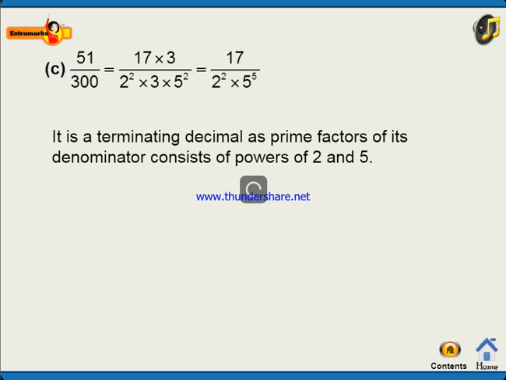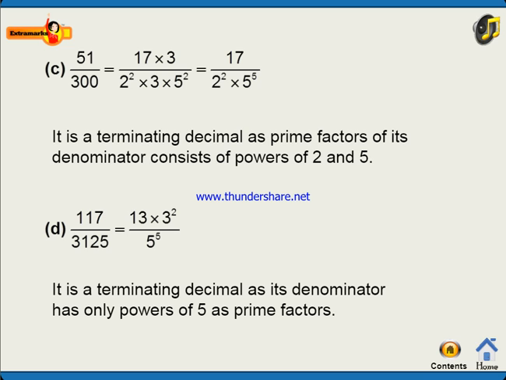51 upon 300 can be expressed as a terminating decimal as prime factors of its denominator consists of powers of 2 and 5. 117 upon 3125 can be expressed as a terminating decimal as its denominator has only powers of 5 as prime factors.